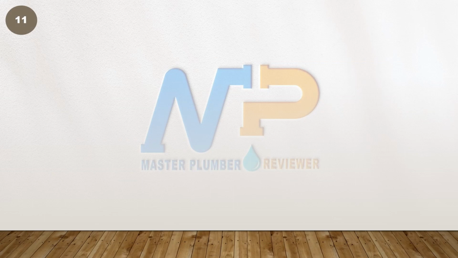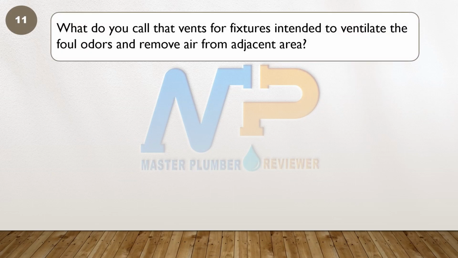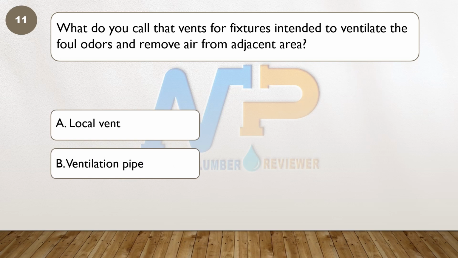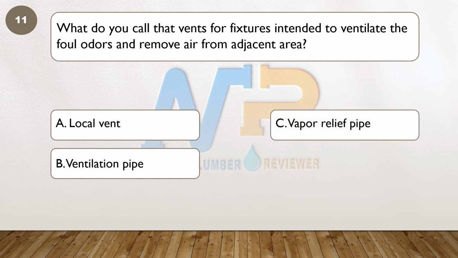Number 11. What do you call those vents for fixtures intended to ventilate the foul odors and remove air from adjacent area? A. Local vent. B. Ventilation pipe. C. Vapor relief pipe. D. All of these. The answer. It's D. All of these.